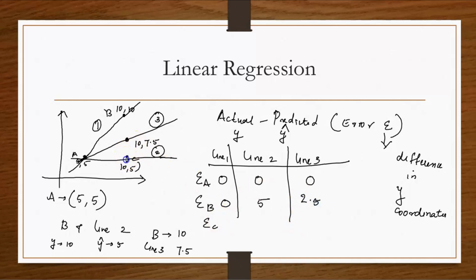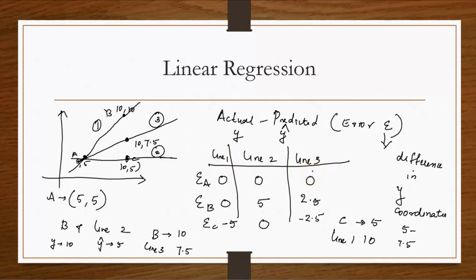Similarly, consider point C. Considering point C and line 1, the actual value is 5 and the value on line 1 is 10. So 5 minus 10 will be negative 5. Point C lies on line 2, so the actual minus predicted will be 0. And if you are considering line 3, the difference is 5 minus 7.5, which is negative 2.5. These are the error values of 3 different points based on 3 different lines.